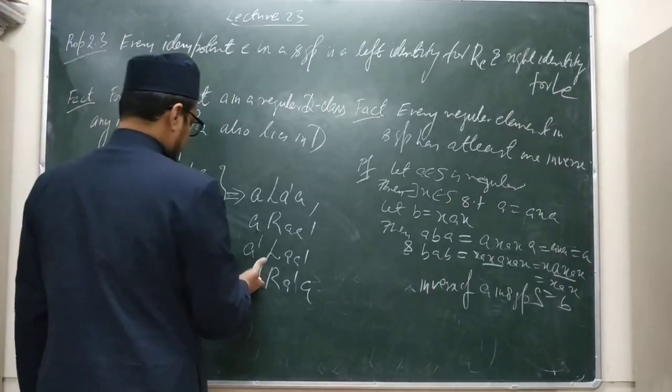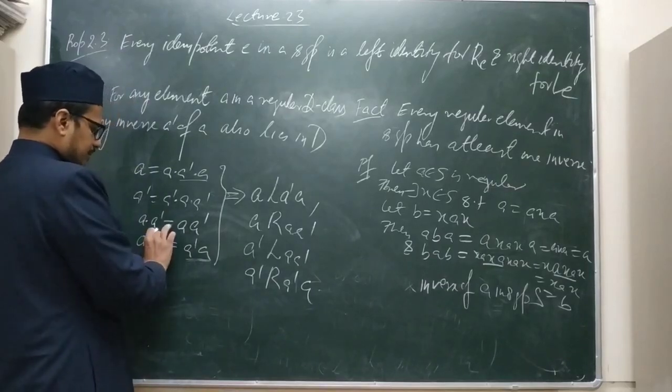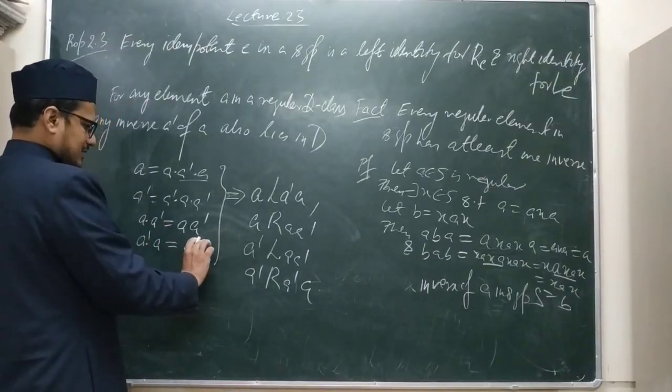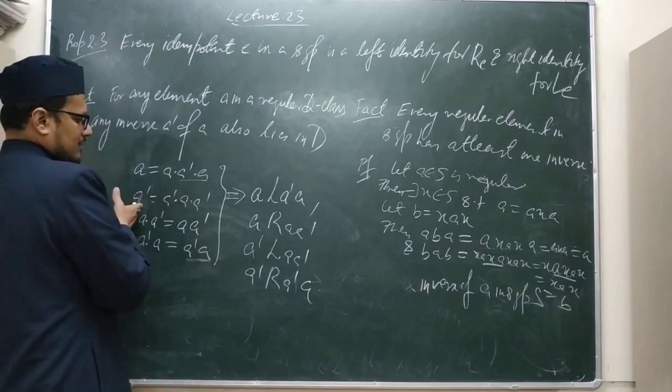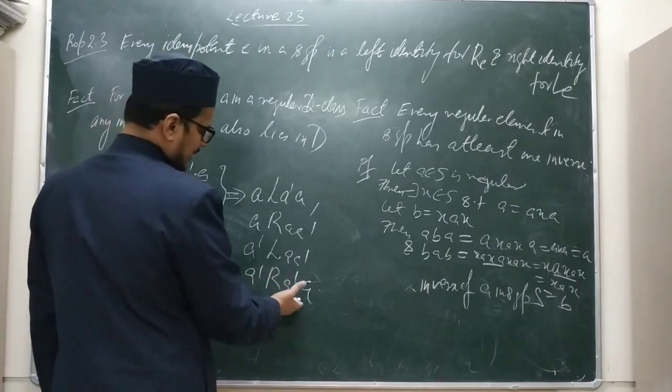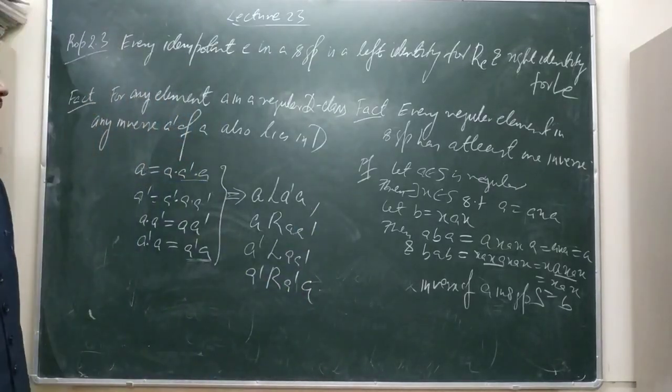And now you see, when you are multiplying a' by something on the right, you are getting a'a. And when you are multiplying a'a by a on the right, you are getting a'. So in this way, a' and a'a are related to each other.